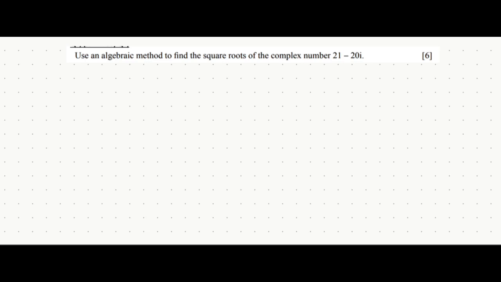In this video, we're going to look at finding the square root of a complex number. Now, because we know the square root itself is going to be a complex number, we can say that the square root z is written in the form x plus iy. We call x the real part and y the imaginary part because it's the coefficient of i.